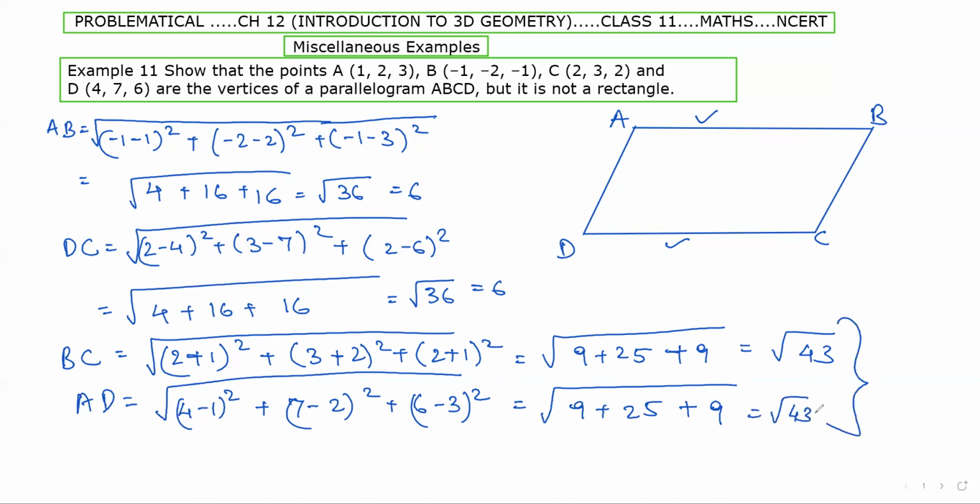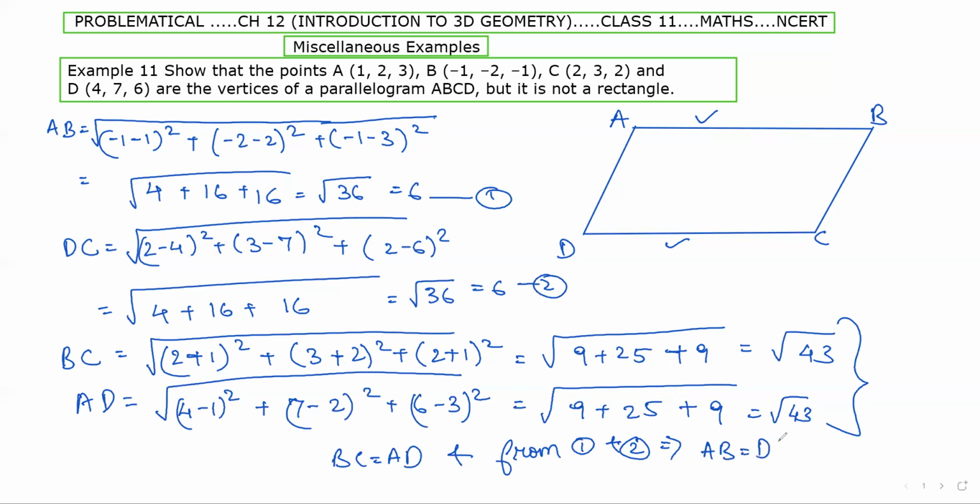So from here we can see that BC is equal to AD. And from the initial two conditions we can see that AB is equal to DC. So from these two conditions we can say that ABCD is a parallelogram.